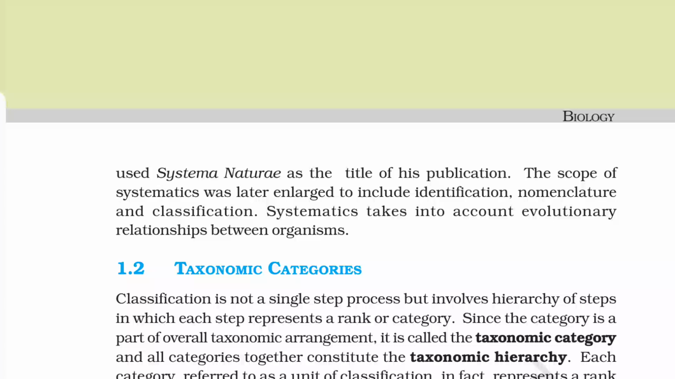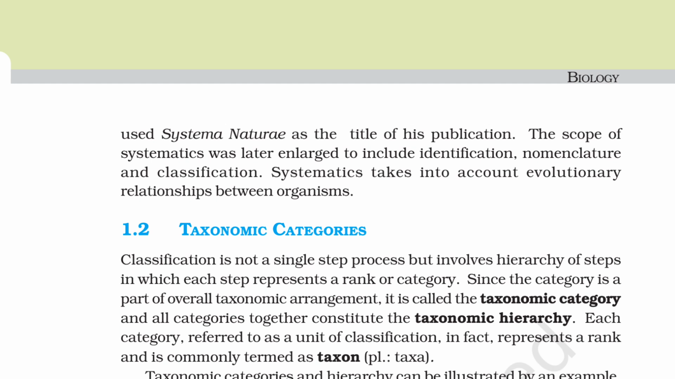Linnaeus used Systema Naturae as the title of his publication. What is the title of Linnaeus's book? That is Systema Naturae. Carolus Linnaeus. The scope of systematics was later enlarged to include identification, nomenclature, and classification. Systematics takes into account evolutionary relationships between organisms.